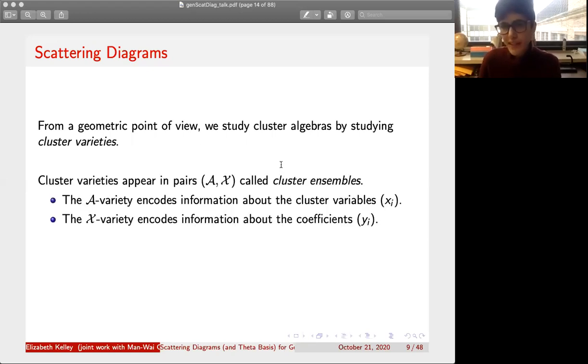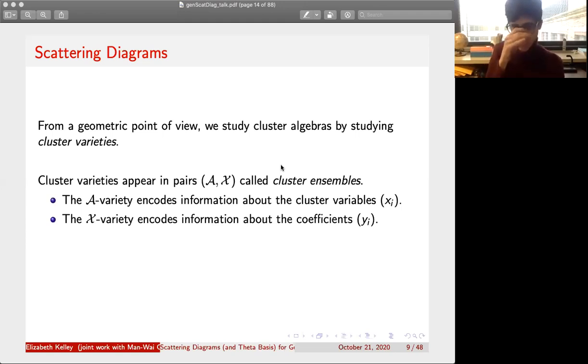Cluster varieties appear in these pairs called cluster ensembles. And these were defined by Fock and Goncharov. And unfortunately, I don't remember the year they did this off the top of my head. And so if you remember, when I talked about the seeds for cluster algebras, we had these clusters of cluster variables and these coefficient clusters.